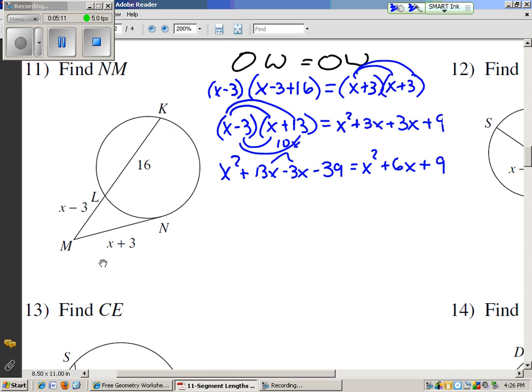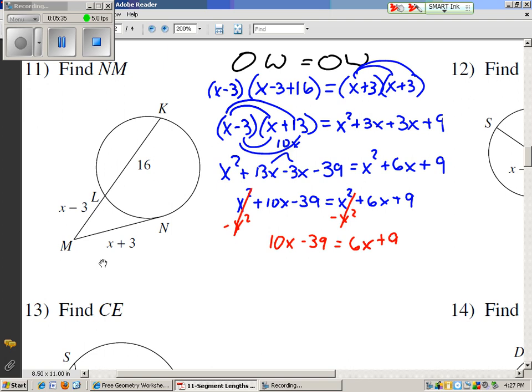So what ends up happening is I get x squared plus 10x minus 39 equals x squared plus 6x plus 9. This looks very daunting because of all these x's and numbers. But when I subtract x squared from both sides, those two go away, and you get a very plain Jane equation that you can solve without me. So go ahead and finish up and solve this. You should get, I believe, x equals 12 when you're done.